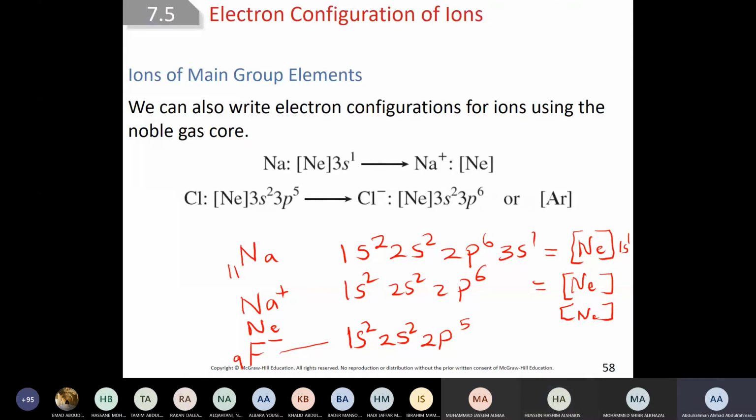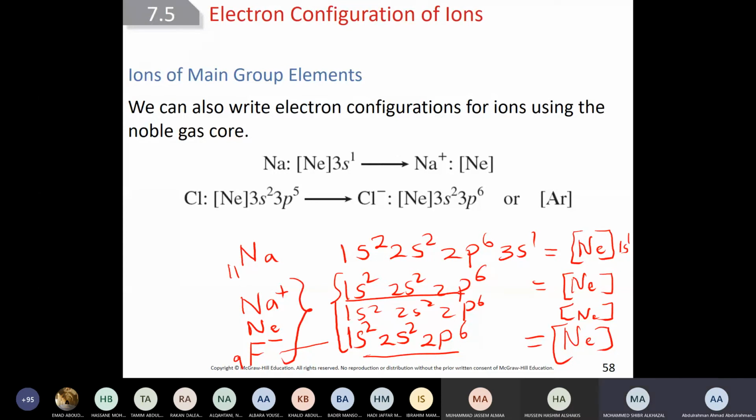How about F minus? 2p6. Can you make it short? Simply like neon. This one and this one and neon, which is 1s2, 2s2, 2p6. All of them have the same what? Electronic configuration. Structure.